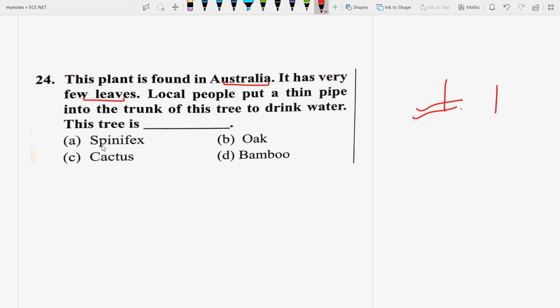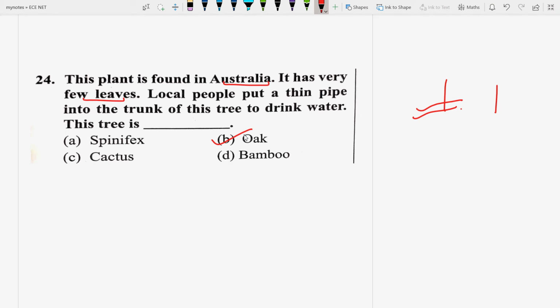So this tree is what? Spinifex, oak, cactus or bamboo. So this is actually oak tree. Oak tree has the capacity that the trunk is able to transport the water. That means you are just putting a thin pipe into the trunk of the tree to drink water. The trunk could be quite thick. Okay, so this is the reason.